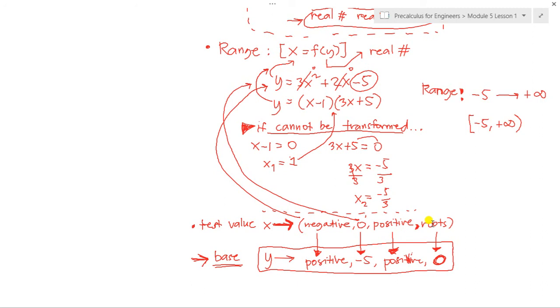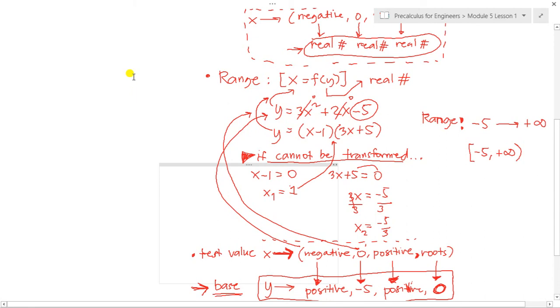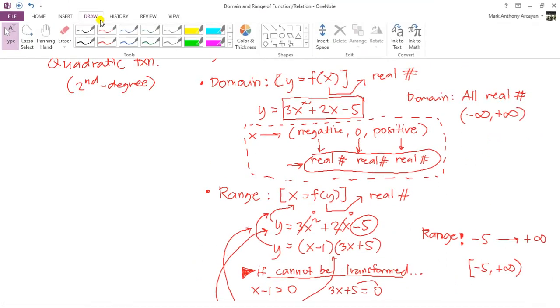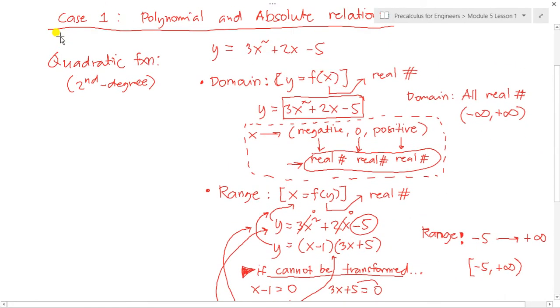Okay, so let's proceed to the next one, which is unsay sunod sa quadratic. What do you think?